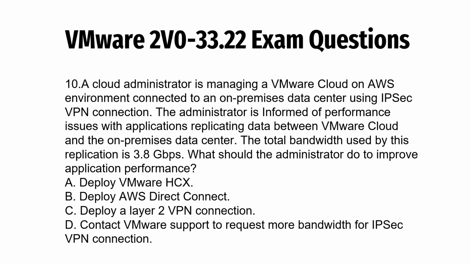A. Deploy VMware HCX. B. Deploy AWS Direct Connect. C. Deploy a Layer 2 VPN connection. D. Contact VMware support to request more bandwidth for the IPsec VPN connection.